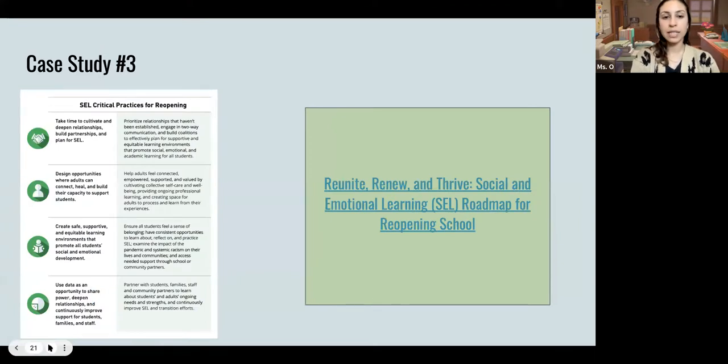Case study number 3. This one has to do with currently during our pandemic. How is SEL, how are we going to reunite, renew, and thrive using SEL and reopening schools? The graphic you see here to the left, I pulled this from the case study. It's really great. It simplifies it and it gives you just a short and sweet visual of what they will cover.